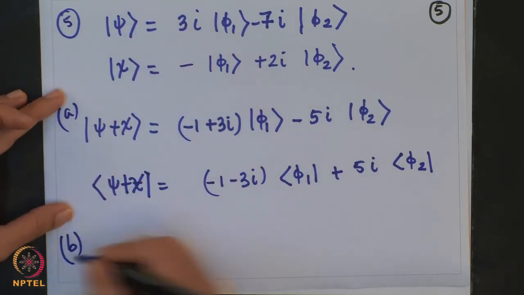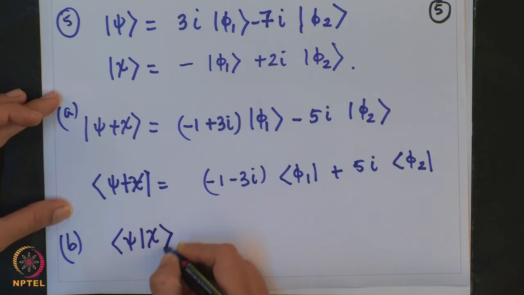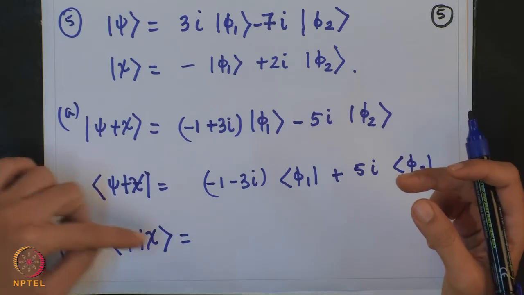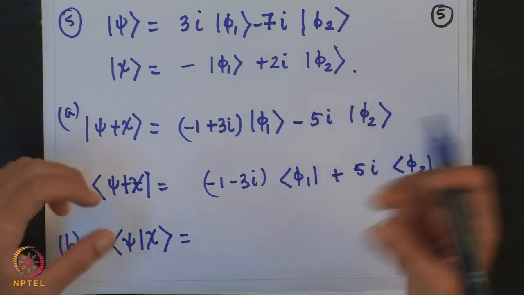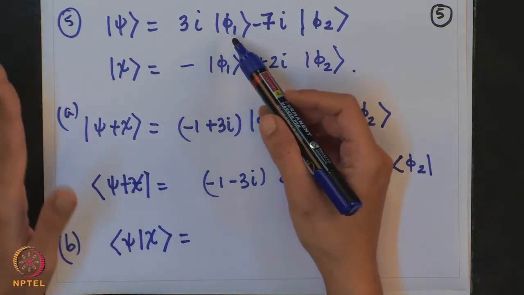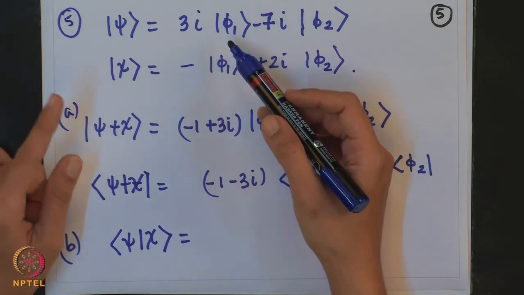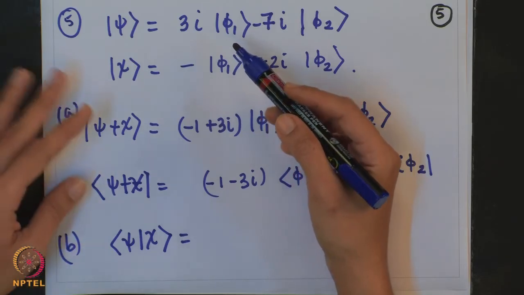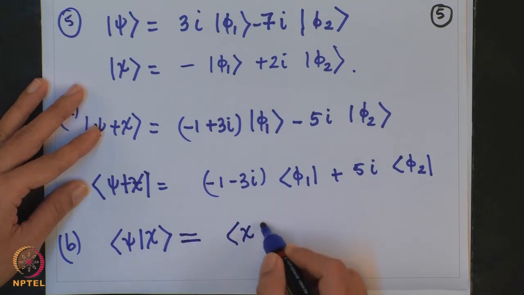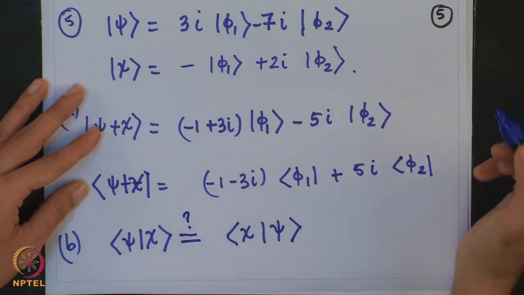In the B part, you can attempt this problem. You can simply attack it by just putting the bra of psi and ket of chi, and you know that phi 1 and phi 2 are orthonormal. That means phi 1 on phi 1 will give me 1 and phi 1 on phi 2 will give me 0, simply that. That is a hint. So, you have to check whether this and this are equal.